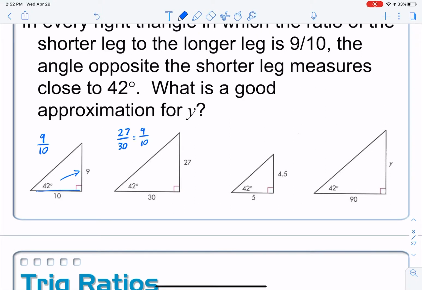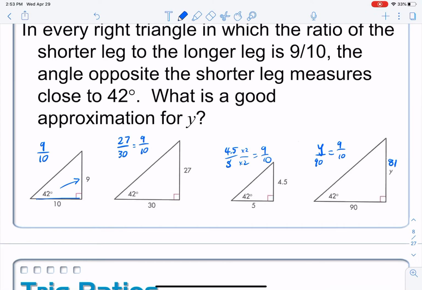All right, so far so good. What about this 4.5 over 5? This one, instead of dividing, if we multiply by 2, we get 9 over 10. So again, a 42 degree angle opposite that. And if I use that same exact principle here, some number over 90 is supposed to be equal to 9 over 10. In this case we're multiplying by 9, which makes 9 times 9, 81, for this missing side.